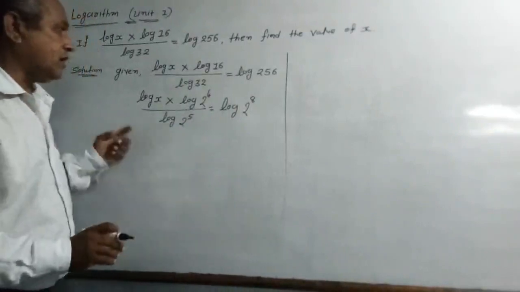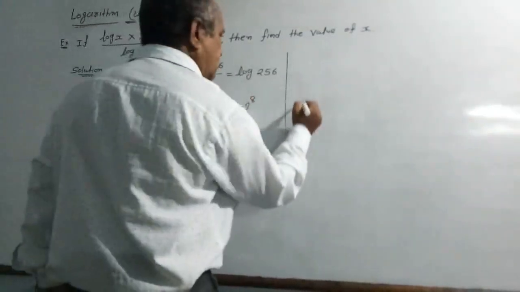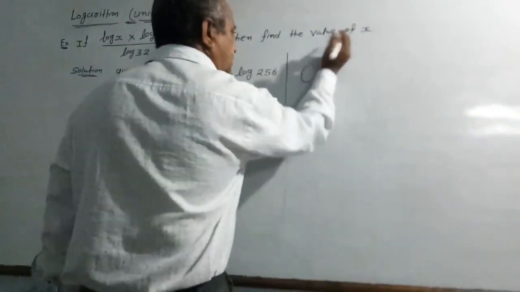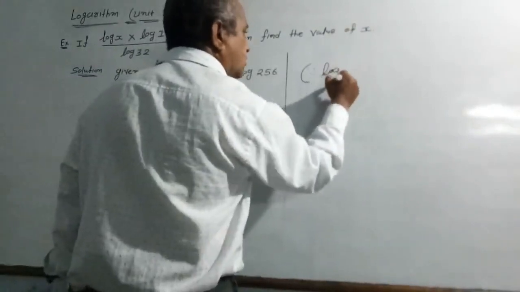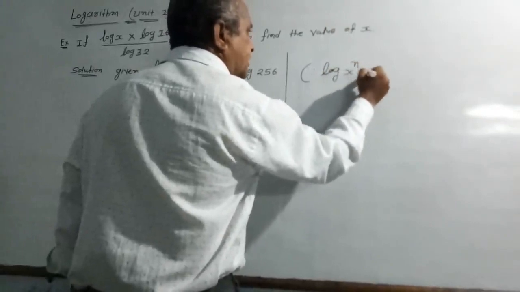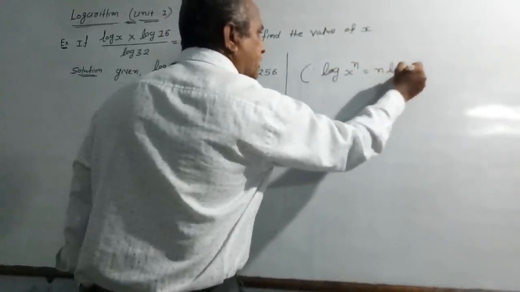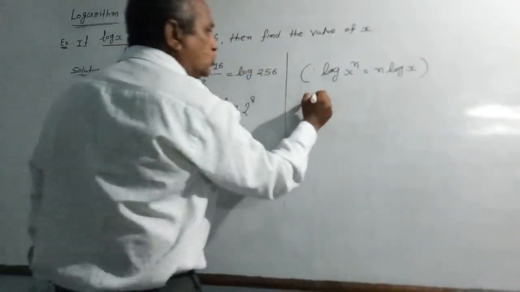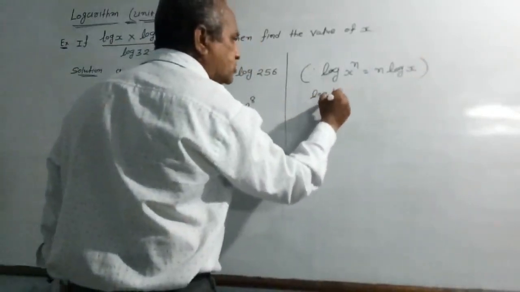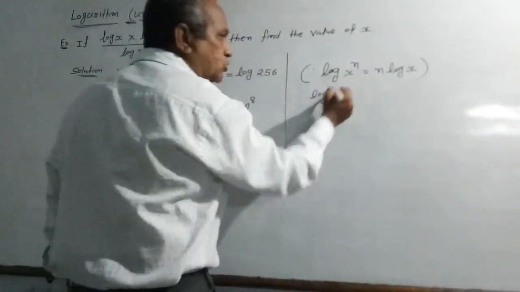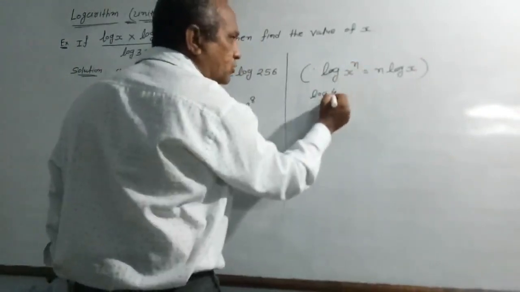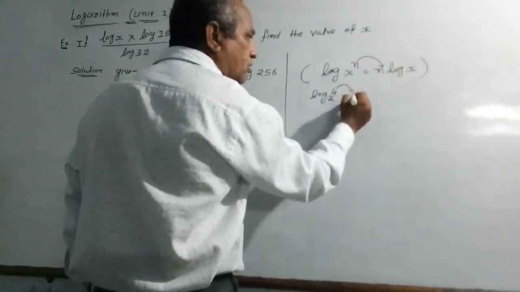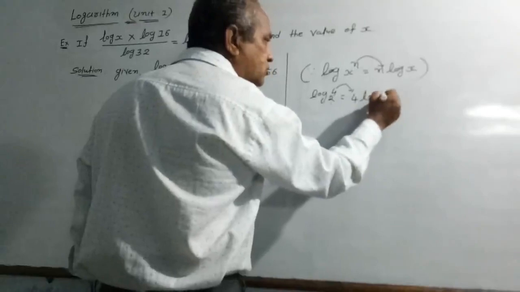Now again our power formula. The power formula is log x raised to n is equal to n log x. So here, log 2 raised to 4, base 2: x is equal to 2, n is equal to 4. Then n multiplied by log, 4 log 2.